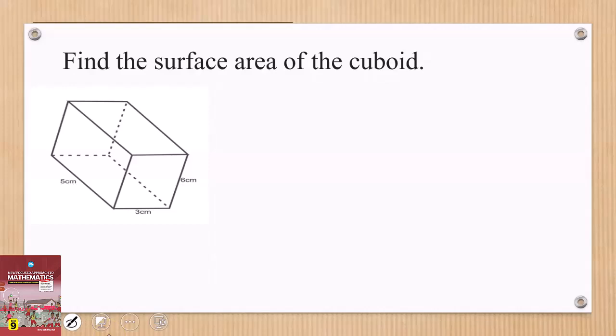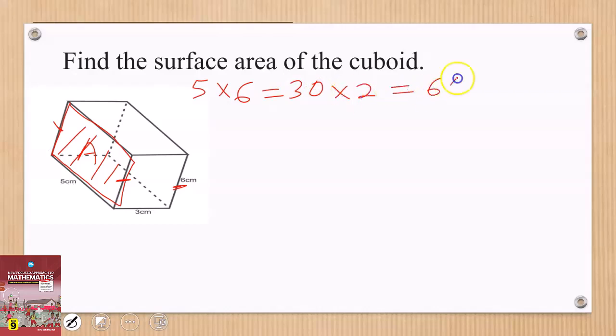So I have the first area. Let me call it area A. So 5 times 6 will be the area of the rectangle there, because here is 6 and the line here too is 6. And so the area of this is going to be 5 times 6, and 5 times 6 we know is 30. So 30 times 2 will give us 60. So the first area is 60 centimeters squared.